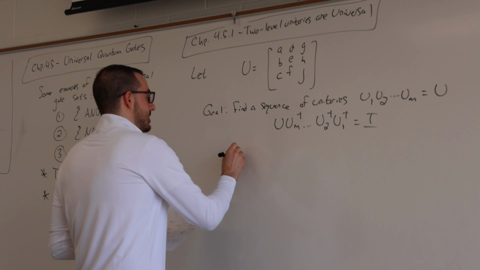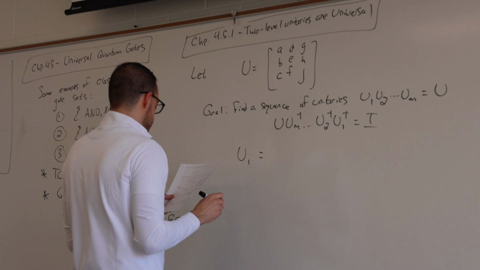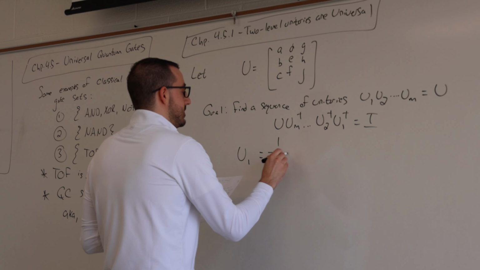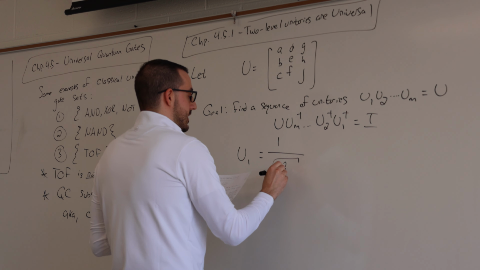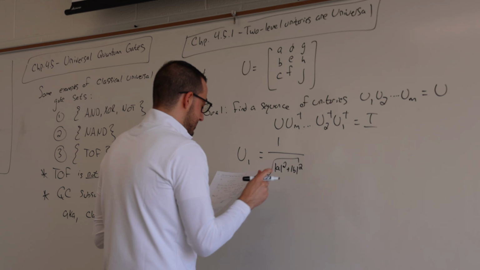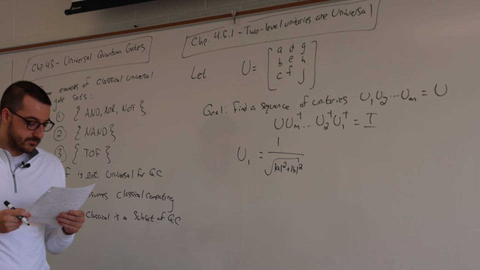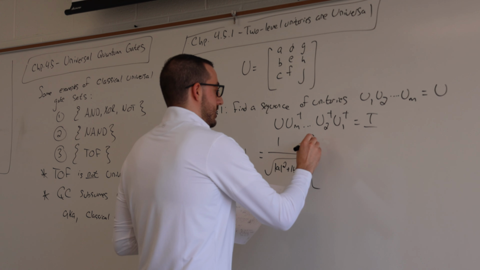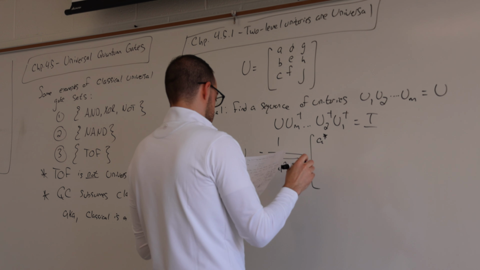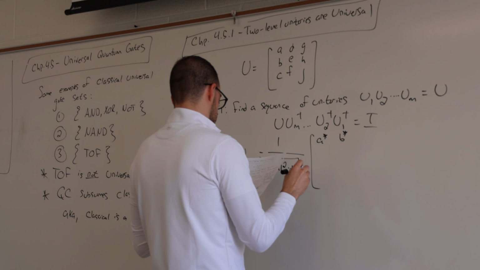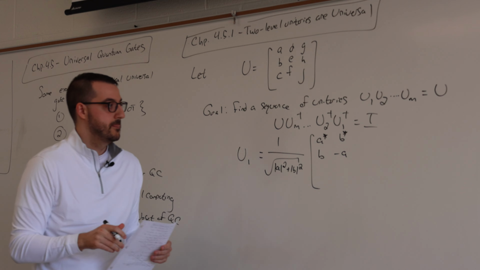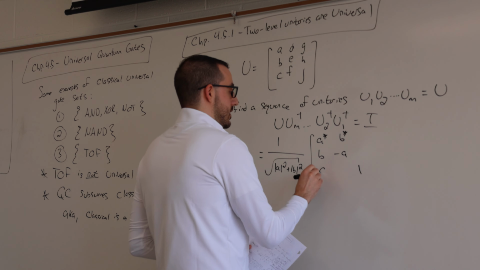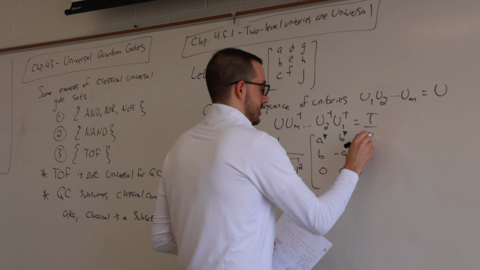So what I'm going to do is set U1 to be the following matrix. Let's set U1 to be, in terms of the matrix elements of U that I have, 1 over the square root of mod A squared plus mod B squared. These can be complex numbers. And then we'll have A star, B star, B, and minus A in the upper left block, zeros elsewhere, and a 1 in the lower right. Okay?